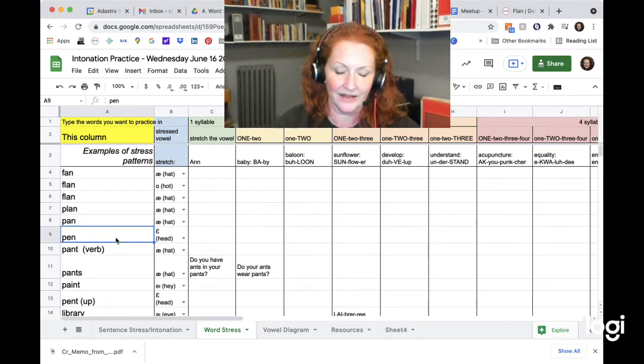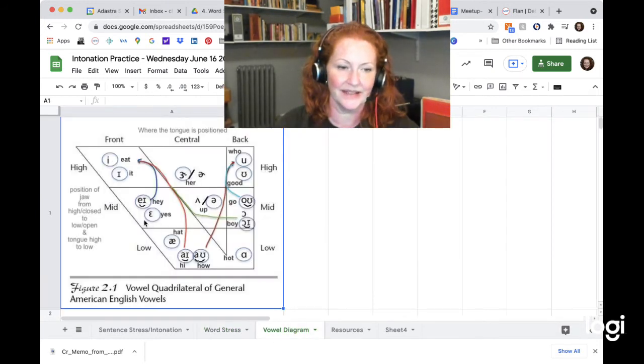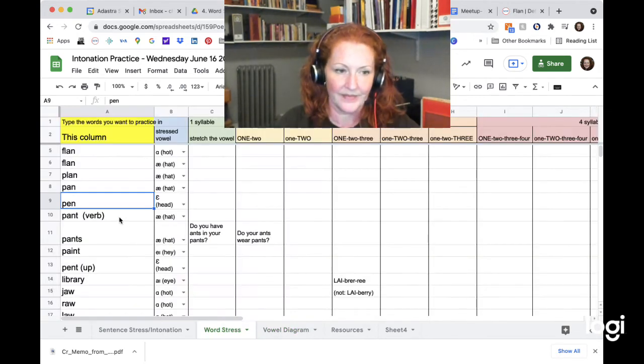9, pen. This is pen. I have to be careful with this vowel because of my own accent. So, as in head. And this one is in the middle. My jaw is more high and my tongue is kind of flat in the middle, like yes, and head, pen.